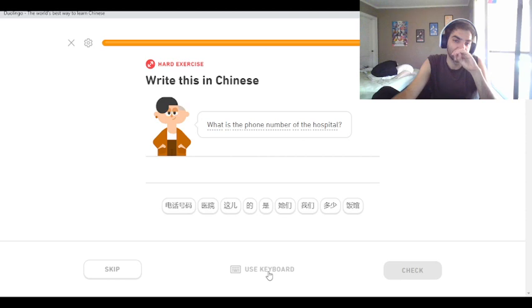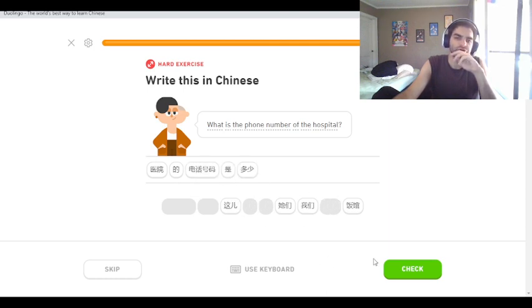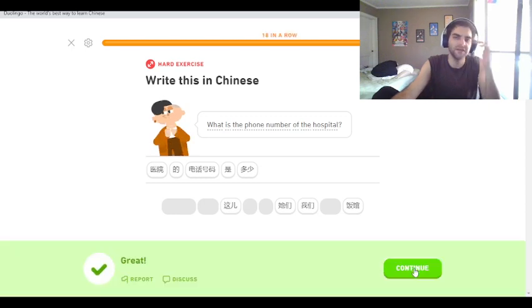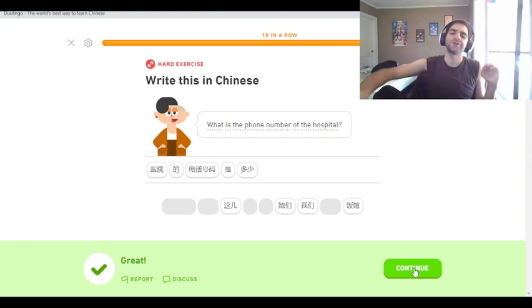What is the phone number of the hospital? Ooh, okay. 医院的电话号码是多少？ Okay, I think I got it. We're gonna go first with the direct object, or the subject is the phone number. So we modify it with 医院, hospital, 的, because it's the hospital's phone number. 医院的电话号码是多少？ Yes, cool. You know, I know my Chinese grammar well enough.